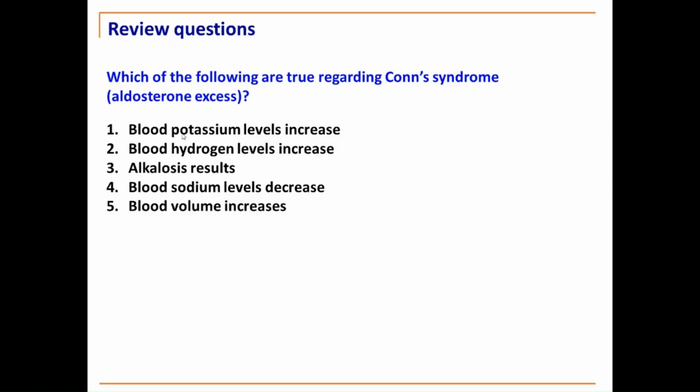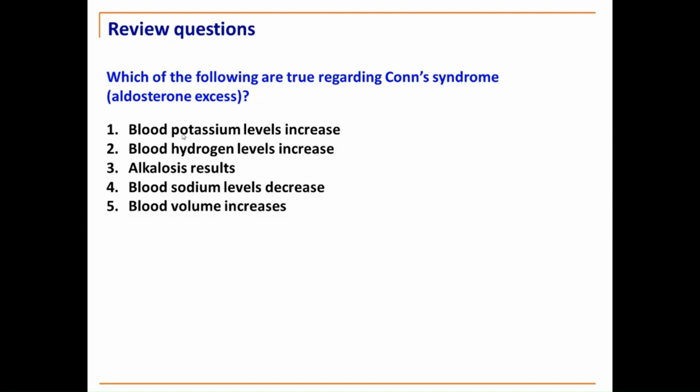Okay, so we have Conn syndrome. We have too much aldosterone. Blood potassium levels increase. That is incorrect, of course. With excess aldosterone, we excrete more potassium, so blood potassium is more likely to go down. Blood hydrogen levels increase. That's also incorrect for exactly the same reason. It stimulates hydrogen ion excretion and therefore potentially an alkalosis.